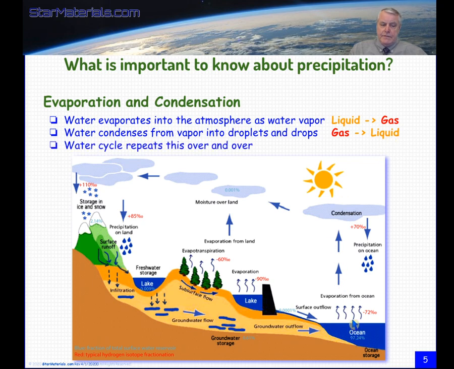So you have evaporation, and then it condenses, and then it falls on the land, and it repeats over and over again. And this is called the water cycle. It's the cycle that the water takes.